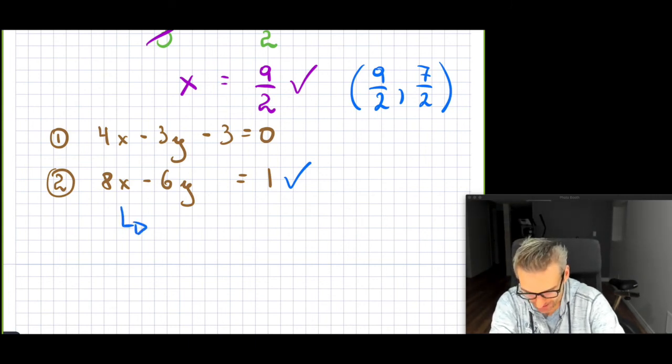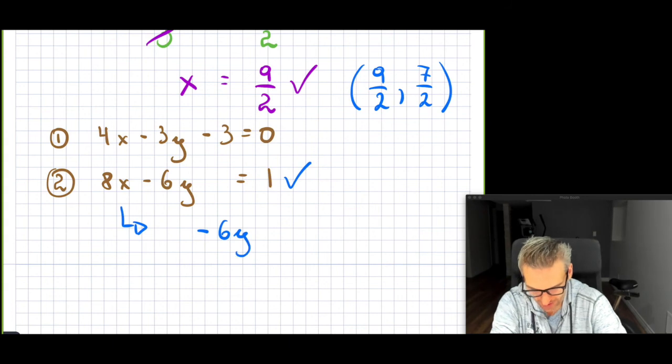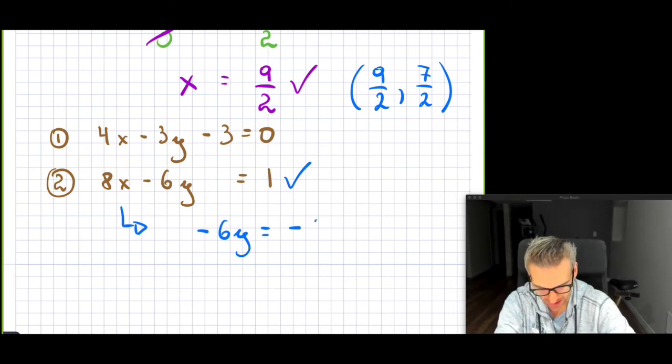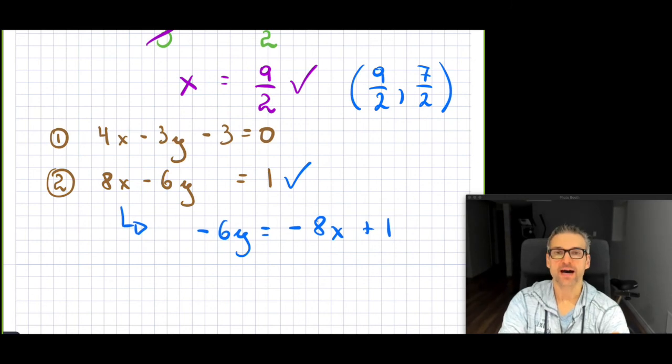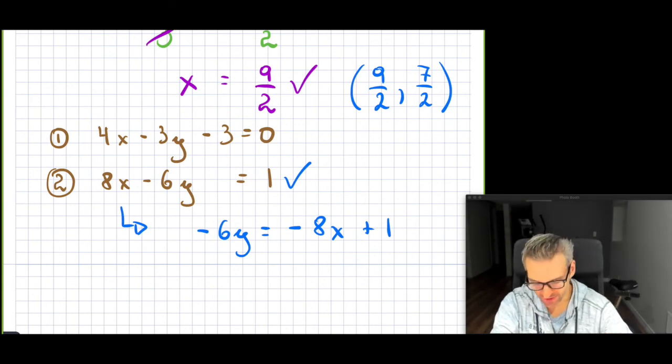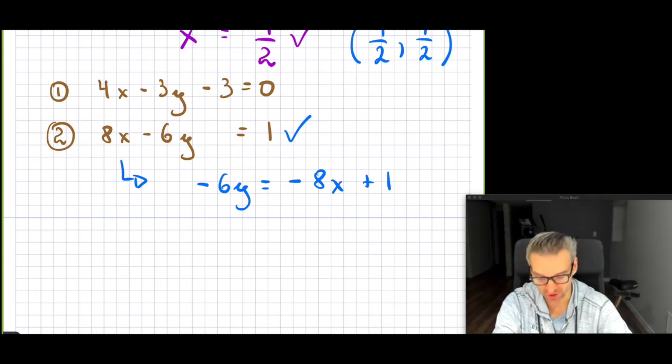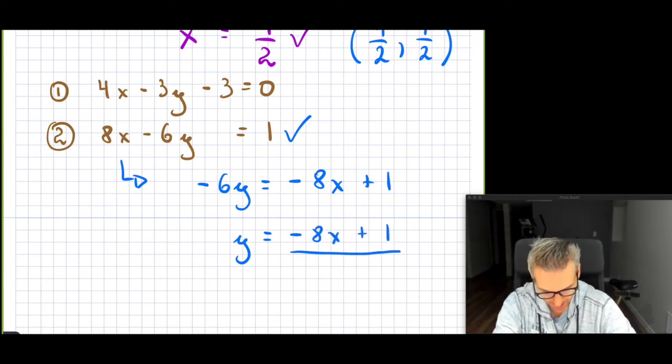So if I do that, I have negative 6y is equal to 8x, and I'm going to bring that over to the other side. So it's going to be negative 8x plus 1. Now dividing both sides by negative 6, because I want to have just y on its own. I've divided this entire thing by negative 6.